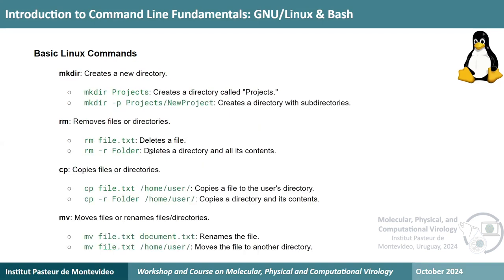And then we have another command, which is cp, which means copy files or directories. The cp command copies a file. In the next example, cp copies file.txt to the home directory of the user. And then another possibility is to use cp with the minus R flag. This option, for example, copies the entire folder and all its content to the new location.